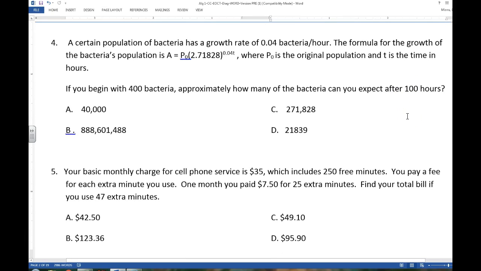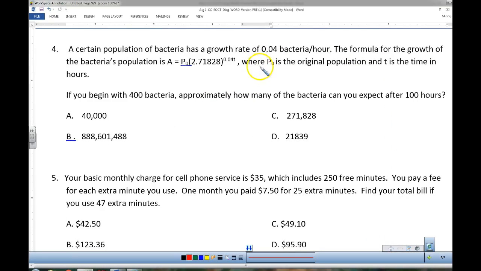4 is just a plug-in. A certain population of bacteria has a growth rate of 0.04 bacteria per hour. The formula for growth of the bacteria's population is that, where P sub 0, let me underline here, P sub 0 is the original population and T is the time in hours. Well, it says if I begin with 400, so that's my original, 400 would go right there. How many bacteria can you expect after 100 hours?